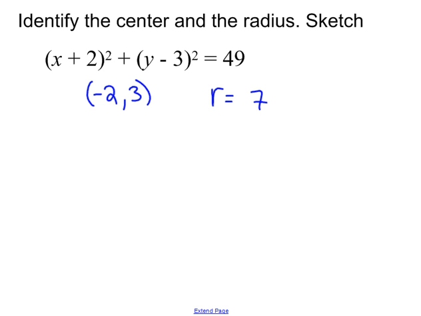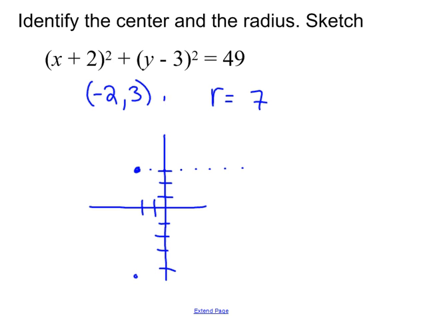So if I wanted to sketch that, I could just go out -2, then 1, 2, 3, put a dot, and then count 7 places over. 1, 2, 3, 4, 5, 6, 7, and count 7 down here. So if I'm at 3, I'd be at -4. Count 7 up here, so I'd be at 10.